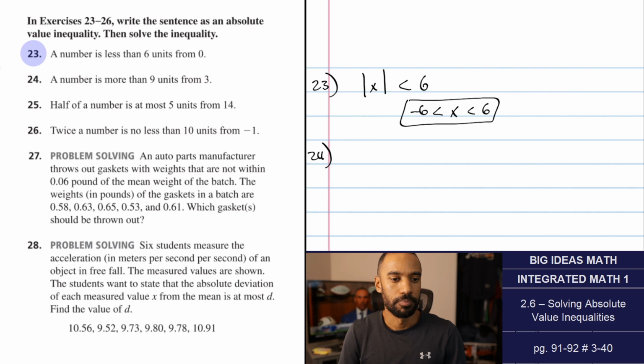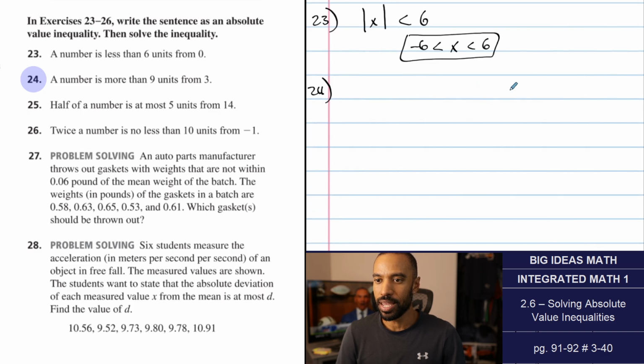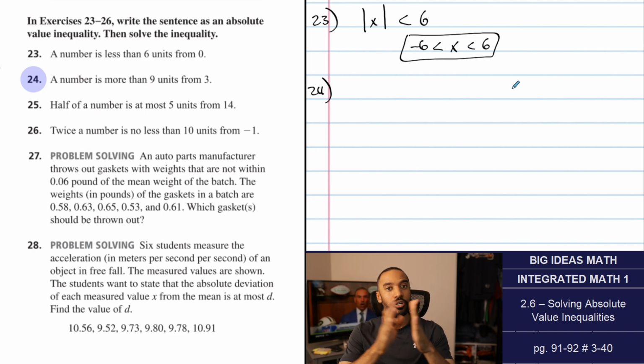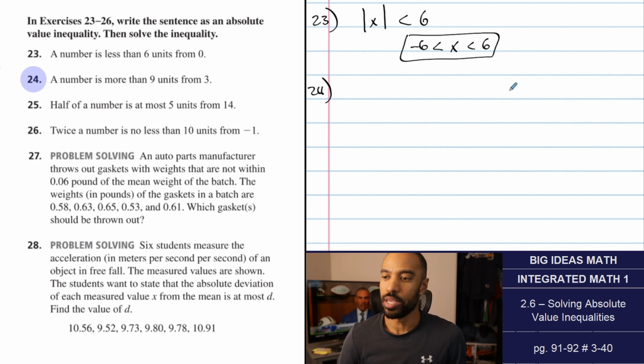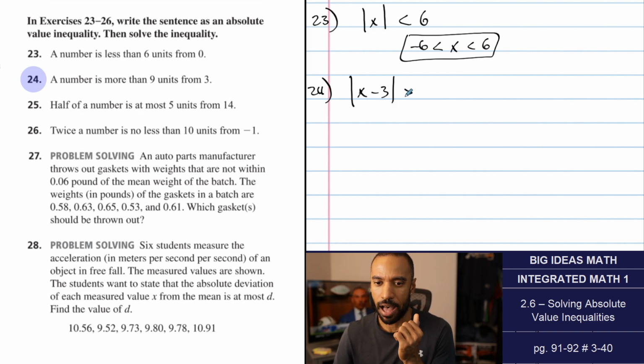Number 24. A number is more than 9 units from 3. Okay, so more than 9 units from 3. Let's see how I want to say that. 9 units in either direction of 3. Now, if we saw previously, our difference between our numbers has to be more than 9. So the thing is, we'd have to say some x minus 3 inside of here, because 3 will be the middle value. I'll show you what I mean when we do an actual graph of this thing.